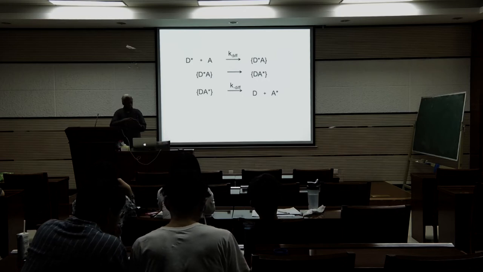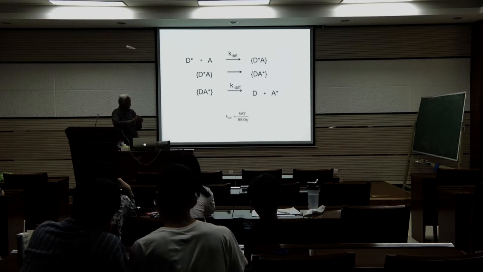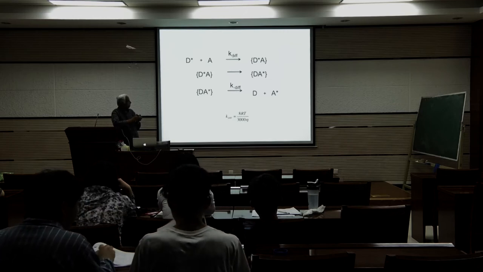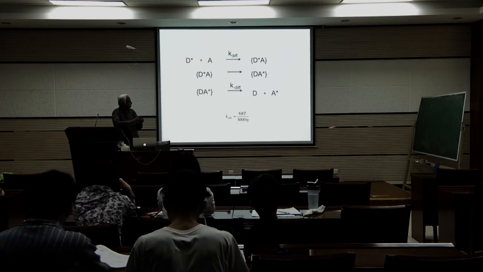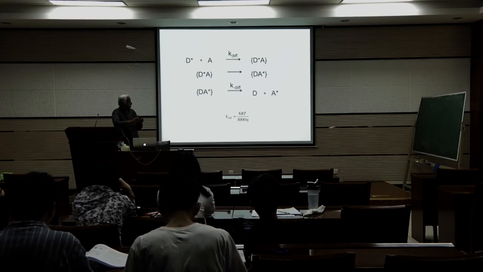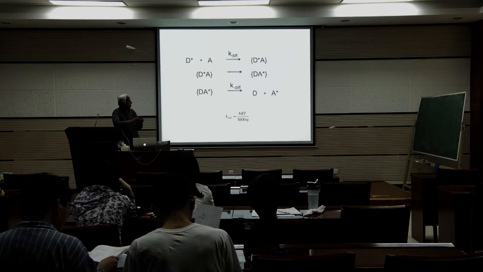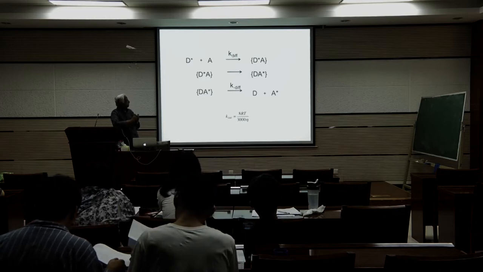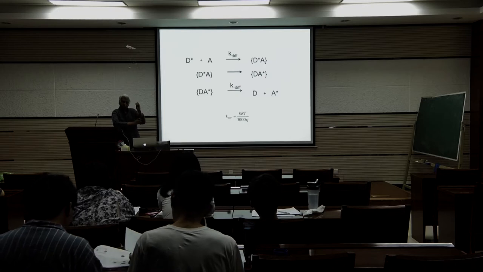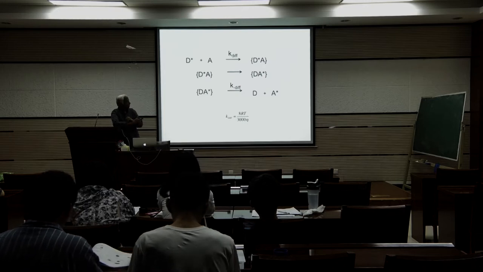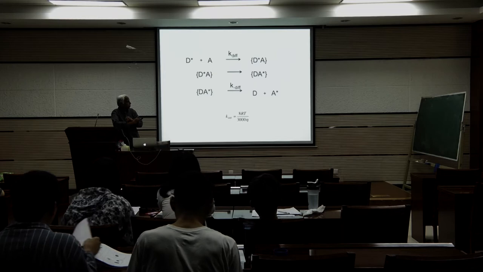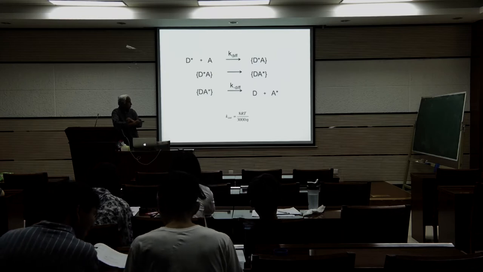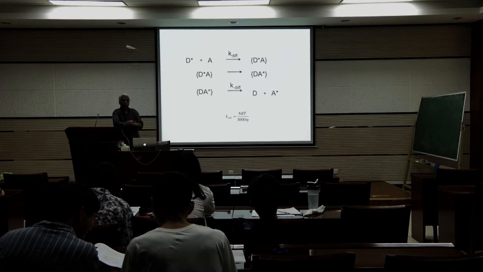And when they stay together, the energy will be transferred from here to here. So now, if you notice, this one is in the ground state and that one is in the excited state. Basically what has happened is the star, which represents the excited state, is now on this one, but this one has come back to the ground state. These two molecules separate, this one has become excited, and that one has become ground.